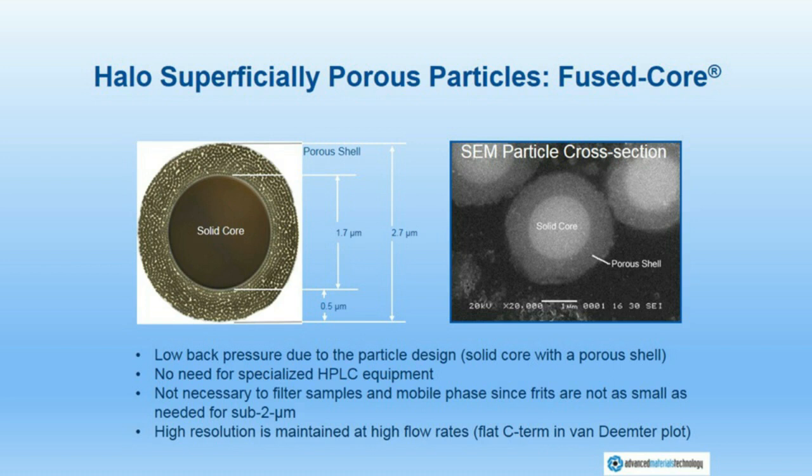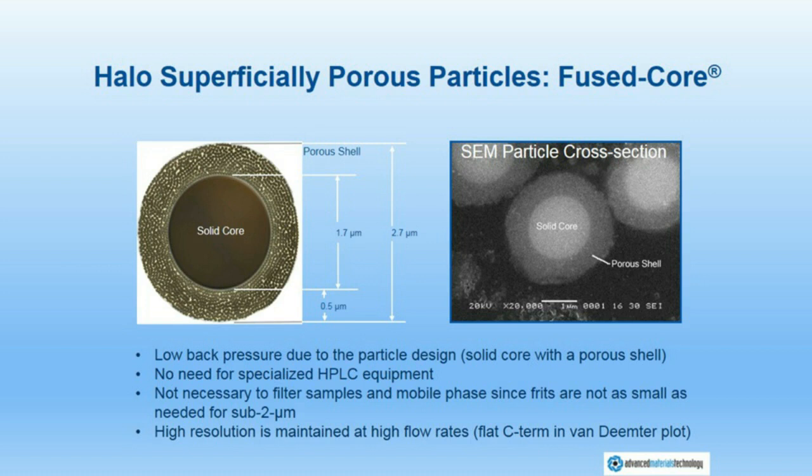This is actually a picture of a material which we commercialized about a decade ago, a 2.7 micron superficially porous particle. The reason why we call it this is, of course, the solid core at the center of the particle, composed of impermeant silica, a fused material, surrounded by a porous shell, which in this case is a half micron thick shell, with the surface area supplied by that porous silica shell material. Of course, for reverse phase, these are all chemically derivatized materials, and we'll talk about that a little bit.